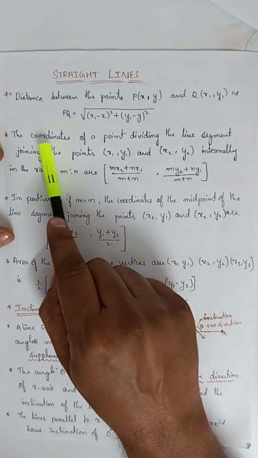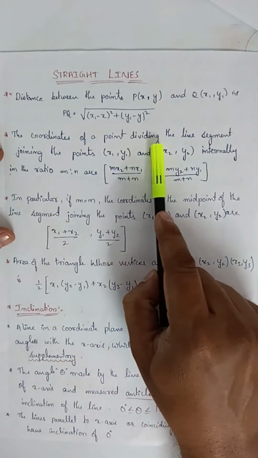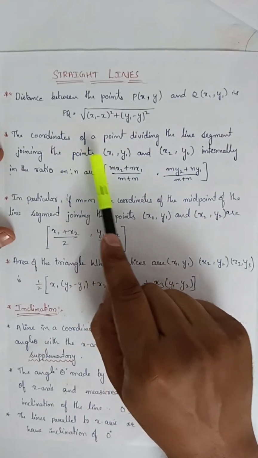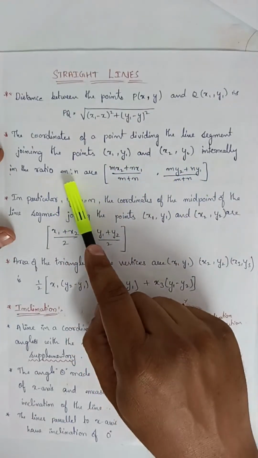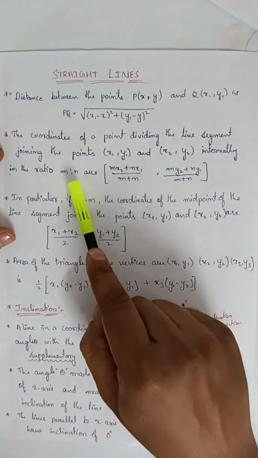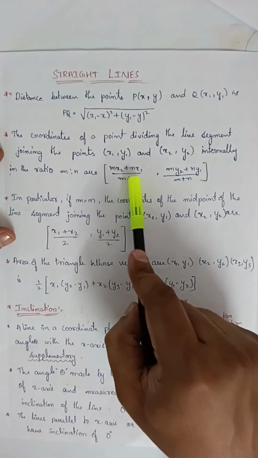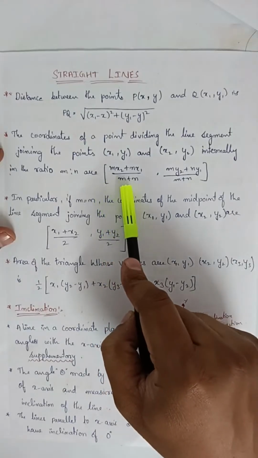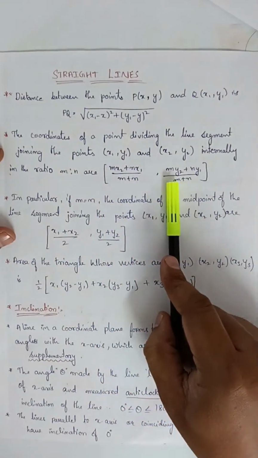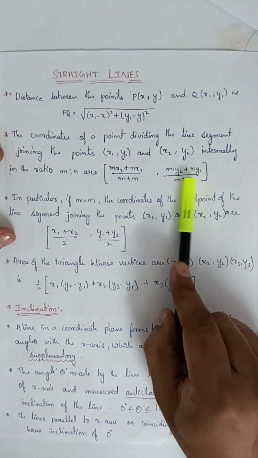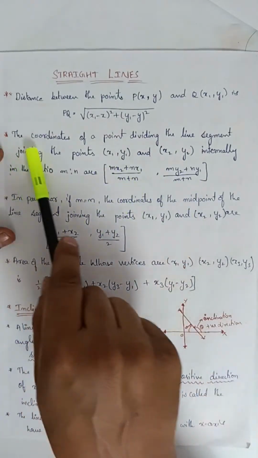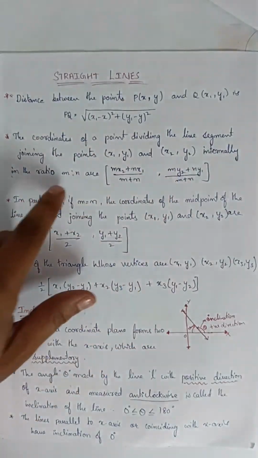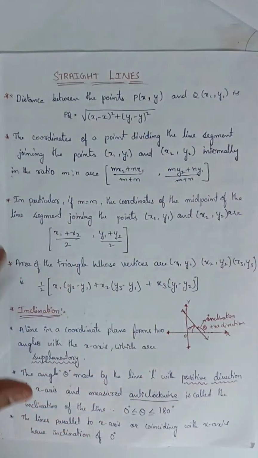Then the coordinates of the point dividing the line segment joining the points x1, y1 and x2, y2 internally in the ratio m is to n are (mx2 plus nx1) over (m plus n), comma (my2 plus ny1) over (m plus n). This is the formula for the coordinates of a point dividing the line segment joining the 2 points in the ratio of m is to n.